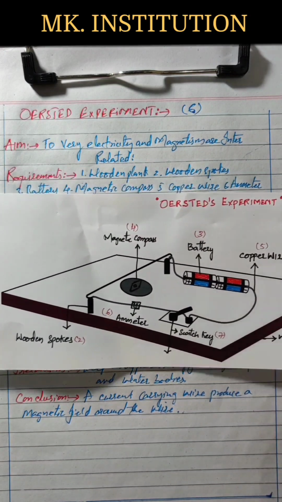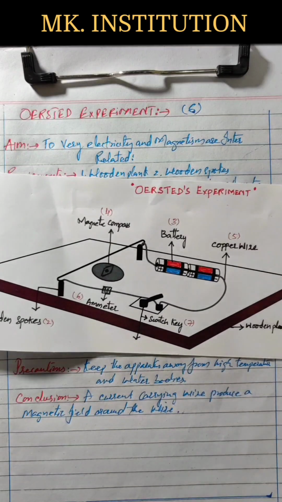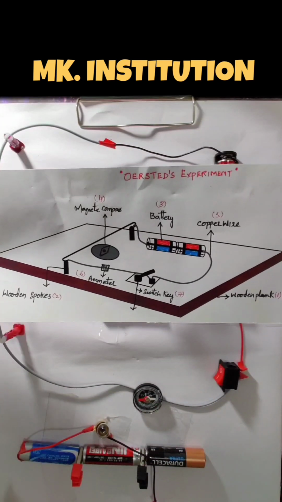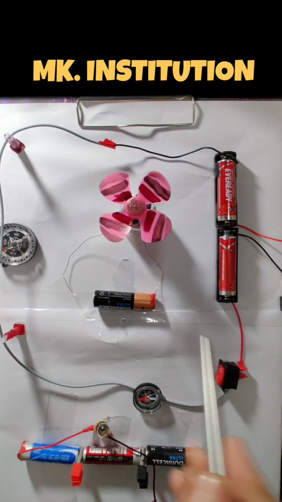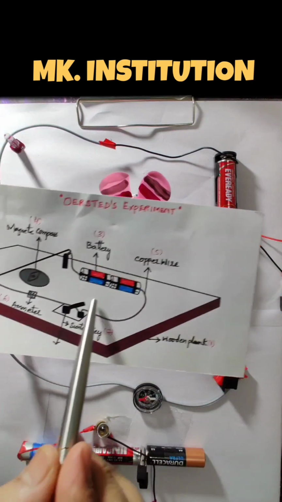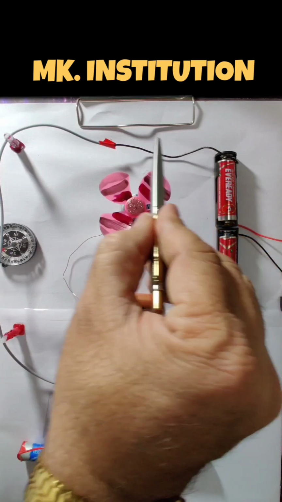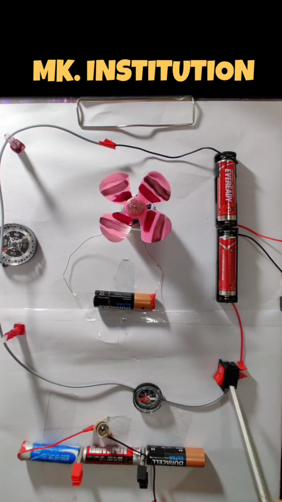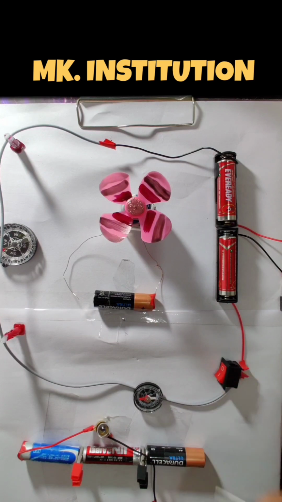Okay, now we'll start doing the practical work. Students, this is the apparatus of the Oersted experiment. The same thing you have seen, right? This is the practical work. Don't look at the middle one, that is a different one. But see these two batteries. This is the copper wire. These are the two wooden spokes, one and two. This is a magnetic compass. One and two, under the wire and above the wire, I kept two here. This is the switch, on and off. These are the batteries.